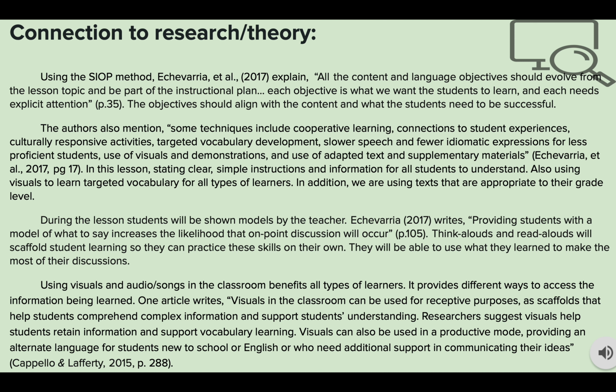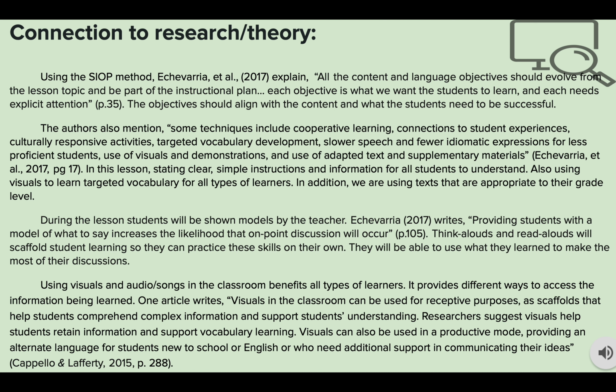During the lesson, students will be shown models by the teacher. Echevarria writes, providing students with a model of what to say increases the likelihood that on-point discussion will occur. Think alouds and read alouds will scaffold student learning so they can practice these skills on their own. They will be able to use what they learn to make the most of their discussions.